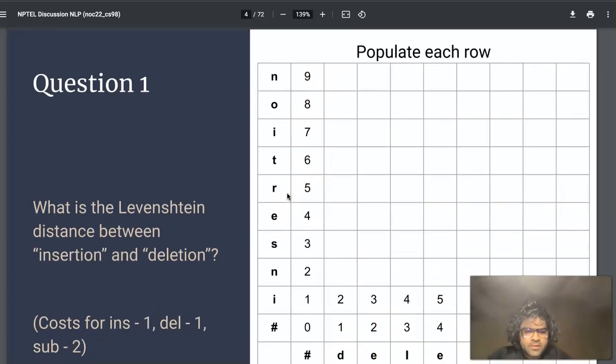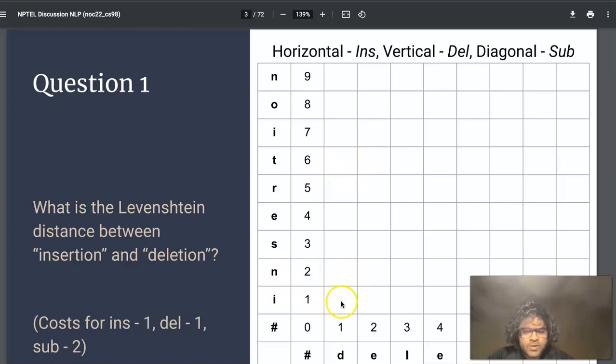Then the next thing is that we need to calculate the value of this position. This is the i and j position. So we need to take care of these 3 values, 1, 0 and 1, the minimum of these. Is it 1 plus 1?